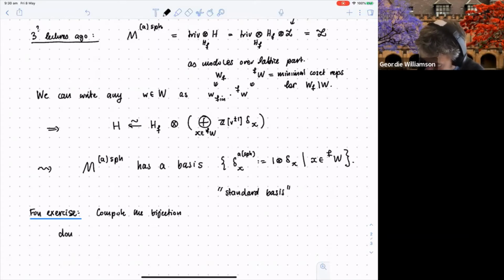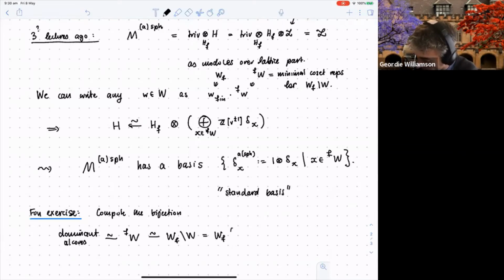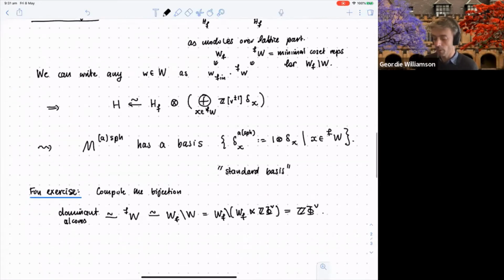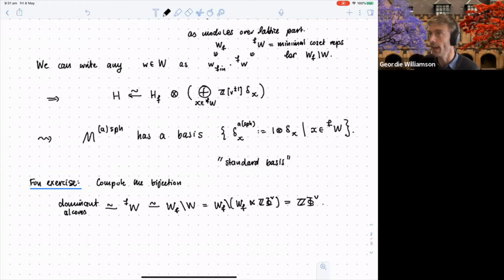So we've seen in previous lectures that dominant alcoves are the same thing as minimal coset representatives, this upper F, and this is the same thing as lower F, what, W? And W is the same thing as W_F semi-direct product the root lattice. So this is just, sorry, the co-root lattice. So here we have a bijection between dominant alcoves and elements of the co-root lattice.